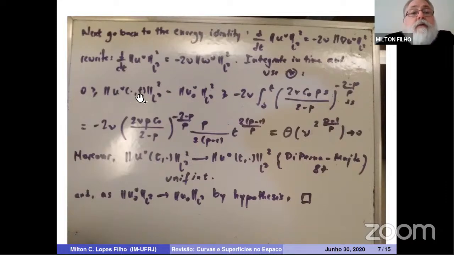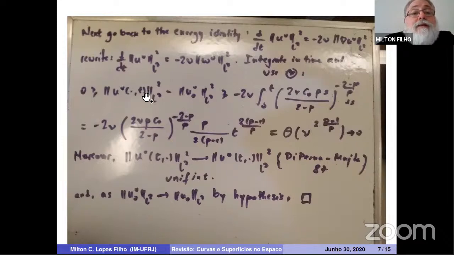What you get is this: the L2 norm squared of u nu minus that of u naught is less than or equal to 0, and it's greater or equal to minus 2 nu times the integral from 0 to t of this expression. Integrate in time, you get this expression, and this is of order nu squared, nu to the 2p minus 1 over p, and that goes to 0 when nu goes to infinity.